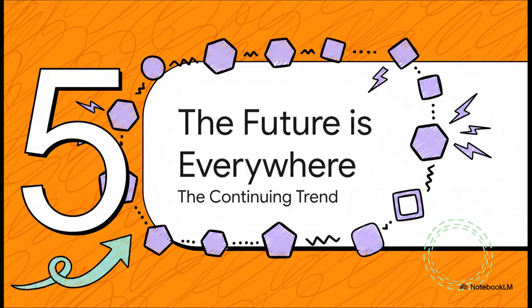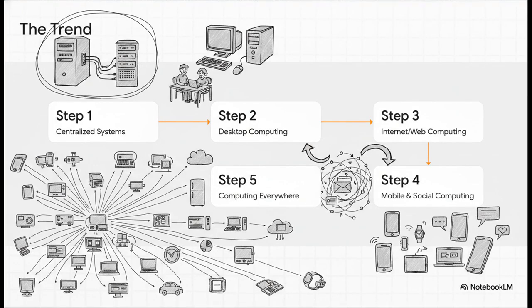All right, so this idea of distributing computing power isn't just some cool history lesson. It is actively shaping our future right now. You can actually trace this trend over decades. We started with these huge, centralized mainframe computers. Then that power moved to our desktops. The internet connected all those desktops. Mobile phones put a supercomputer in everyone's pocket. And that brings us to today, which is really the era of computing everywhere, a world with just countless devices all interconnected.